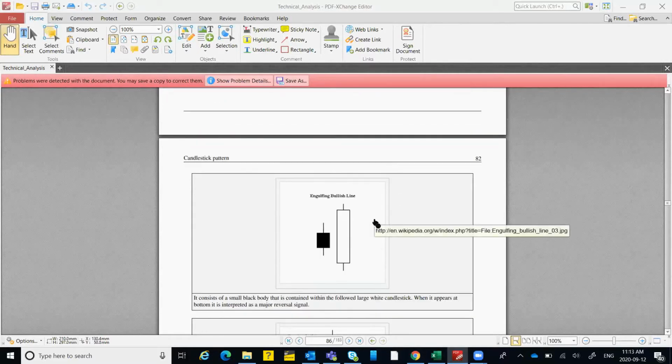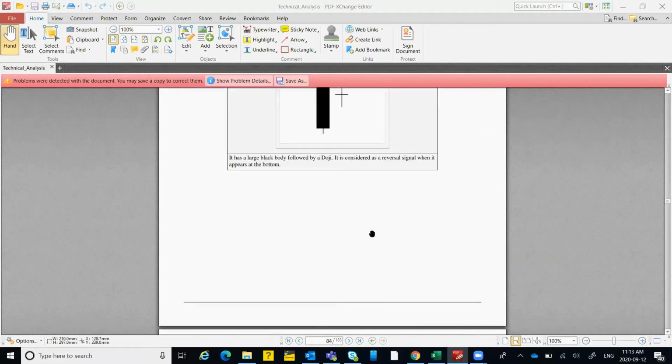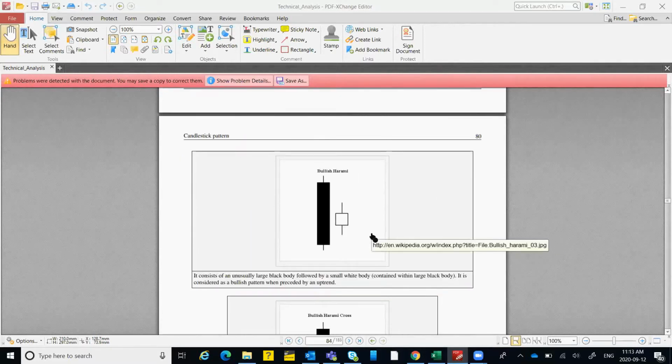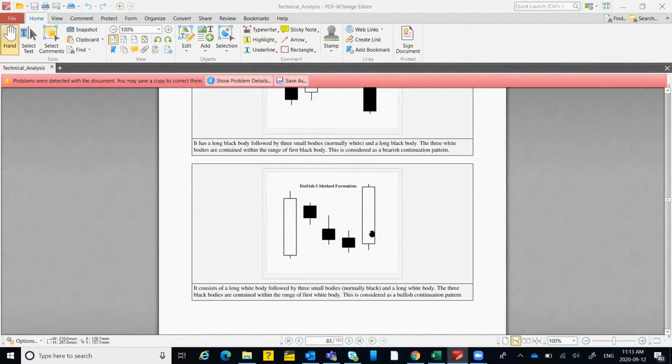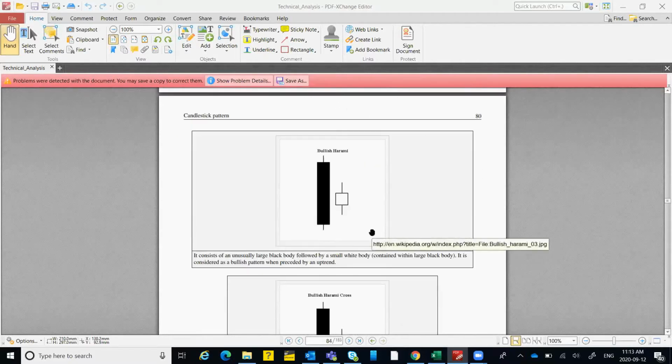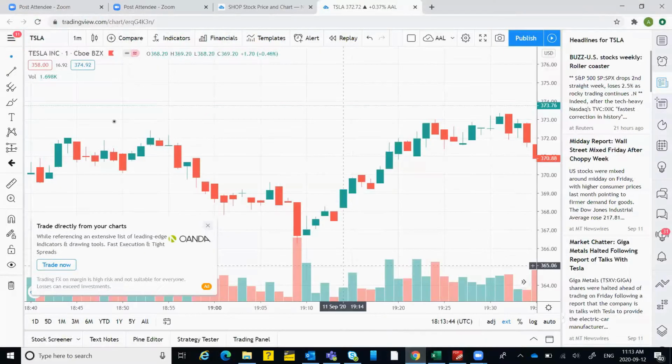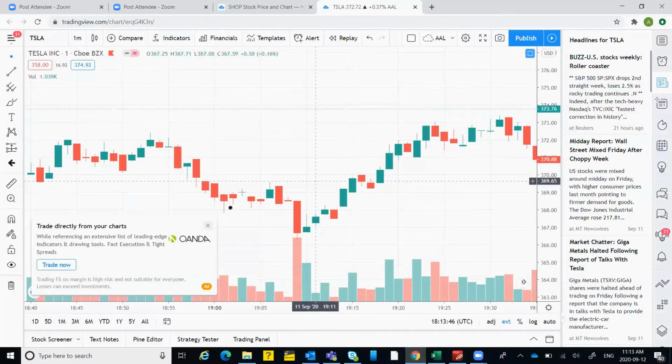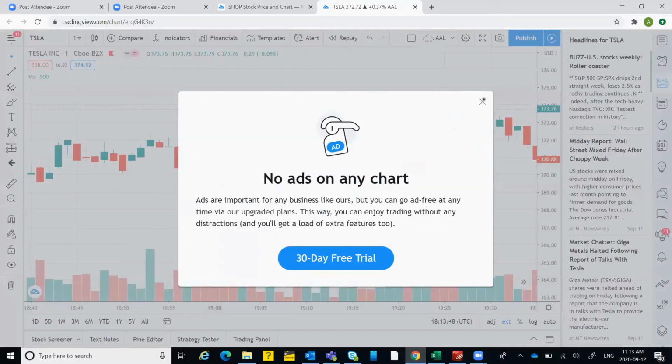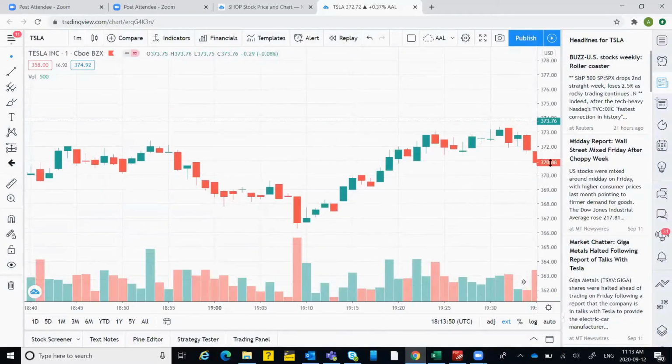So now let's go back to our live charts and see these sort of patterns which we discussed, like bearish engulfing, the bullish engulfing, and dark cloud and bullish harami and the bearish harami patterns. Let's see if we can find them there. So I'm going back to the Tesla. So in the Tesla, let's start finding these things.